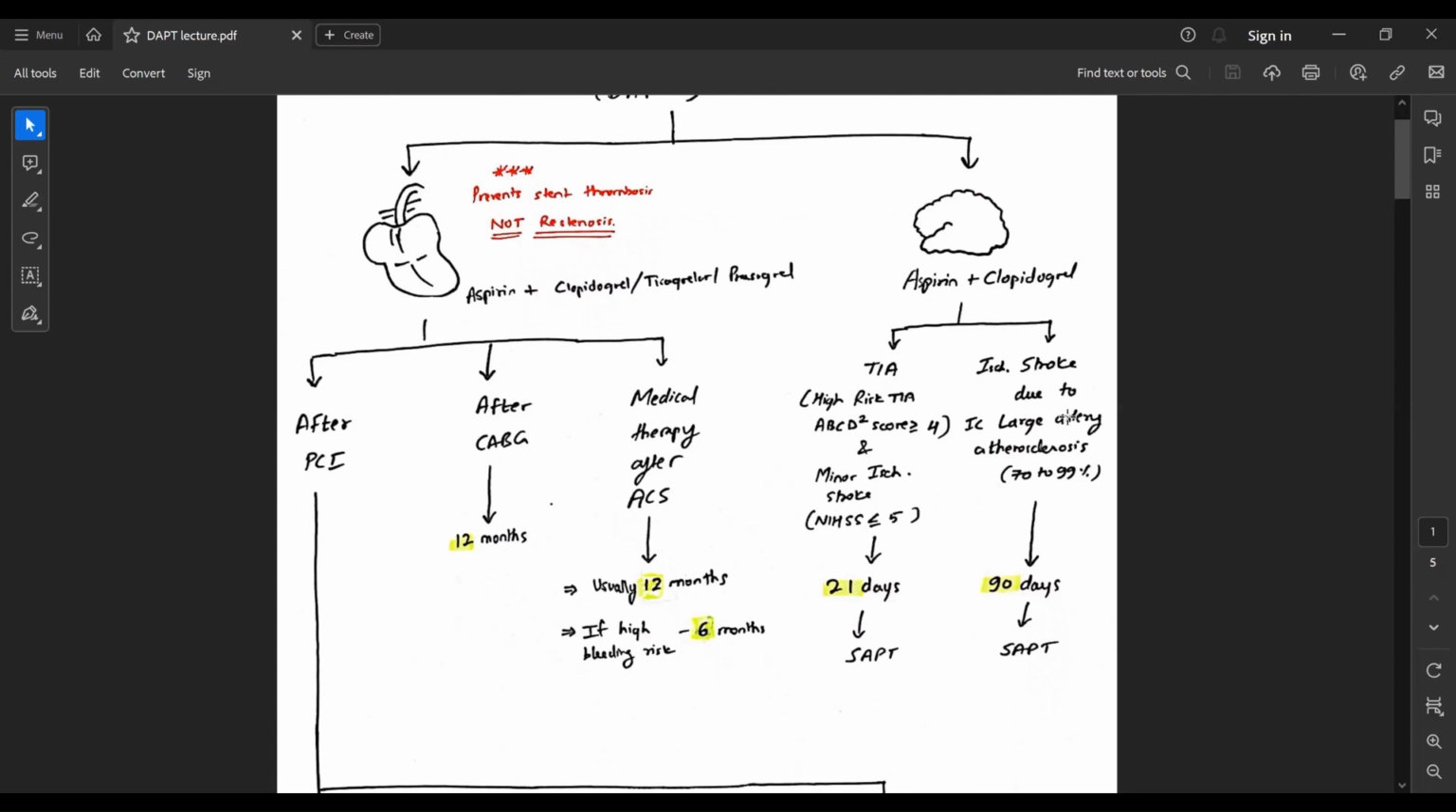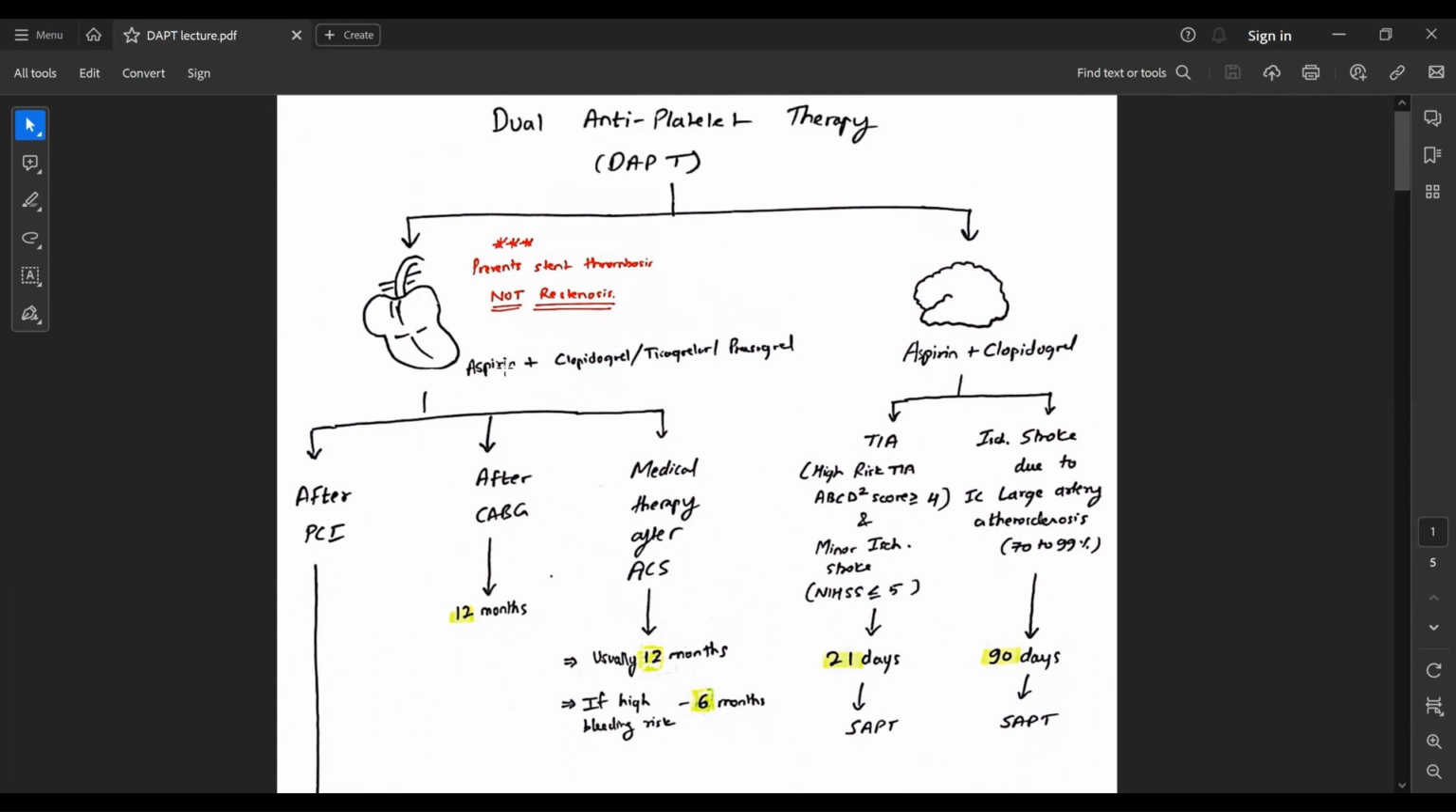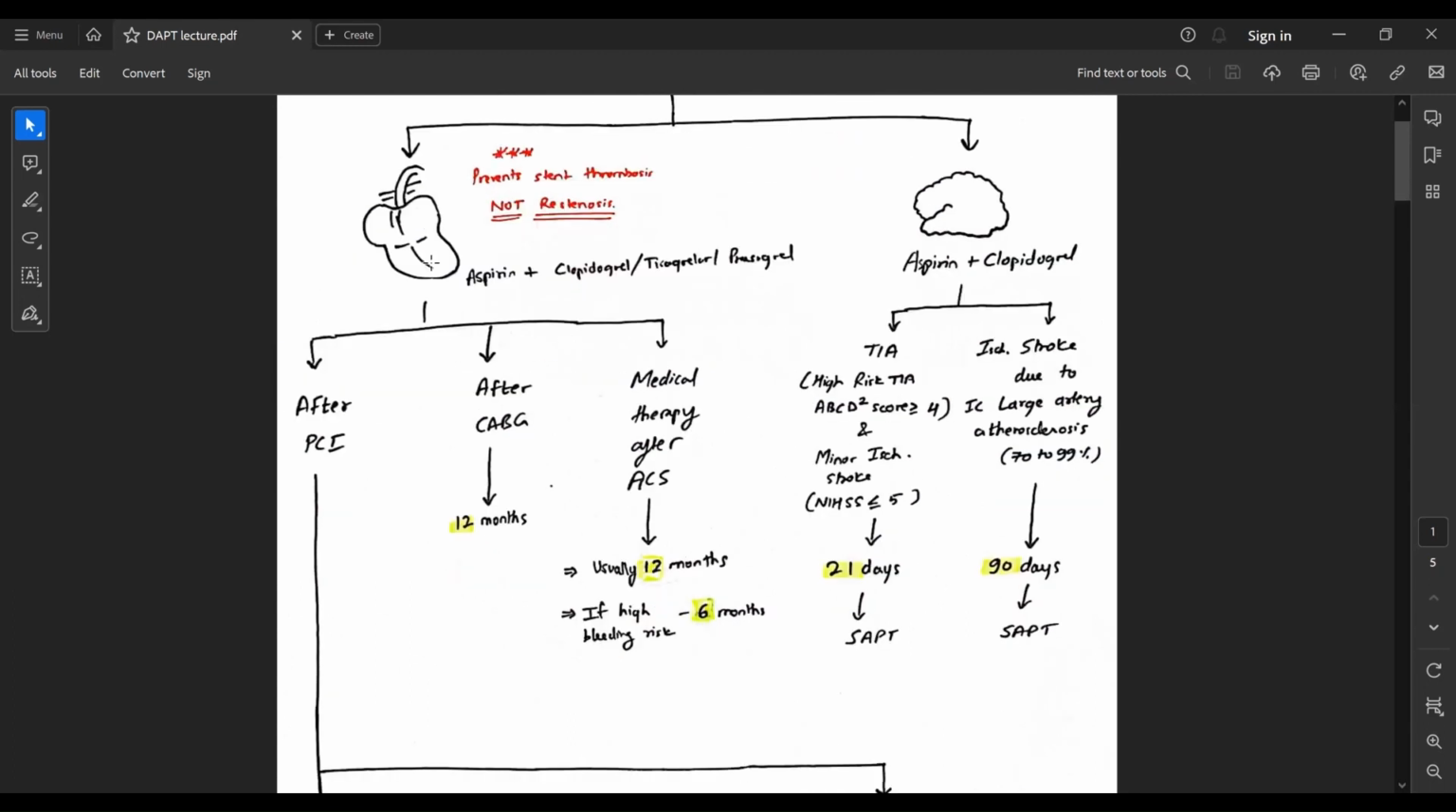In case of ischemic stroke due to intracranial large artery atherosclerosis, you will use dual antiplatelet therapy for 90 days, followed by single antiplatelet therapy. I'll do a detailed discussion on the use of antiplatelets in ischemic stroke, and how we manage stroke, both ischemic and hemorrhagic, is what I'll be doing a separate lecture on. For the purpose of this lecture, we'll keep it focused on the cardiac issues.